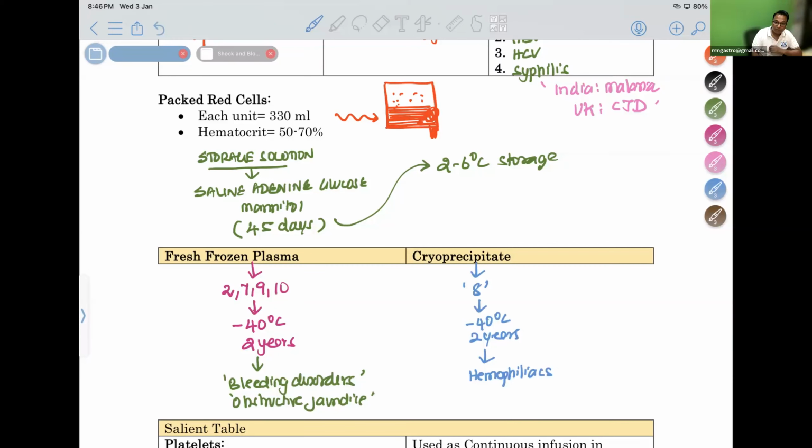So fresh frozen plasma has factors 2, 7, 9, 10. Mainly fresh frozen plasma is used whenever there is increased prothrombin time or INR. When a patient has increased prothrombin time or INR, we use fresh frozen plasma. Cryoprecipitate is used in patients who are hemophiliacs.